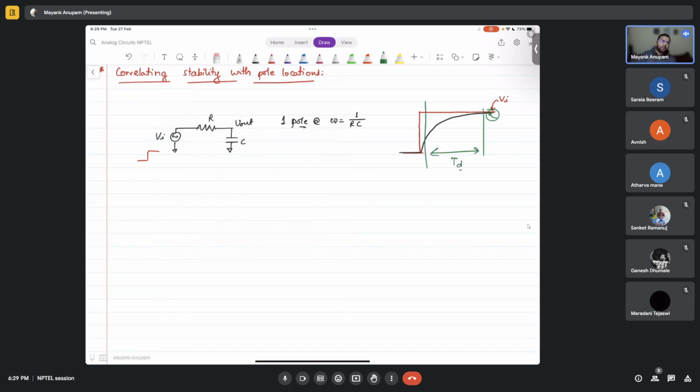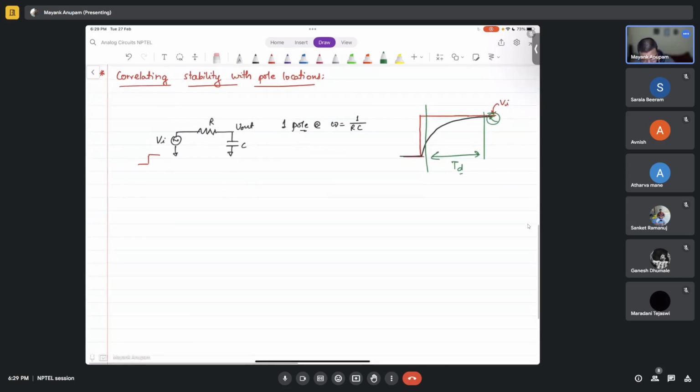So you can say that this is kind of like a delay. It behaves like a delay. The pole here behaves like a delay. It basically adds a delay to the system, a pole. I hope this idea is clear.